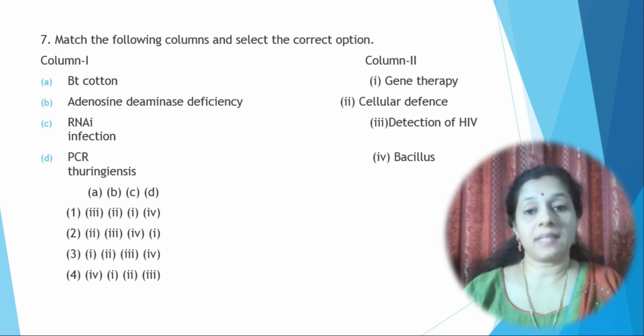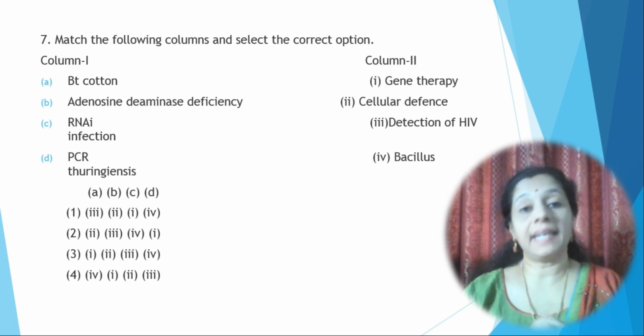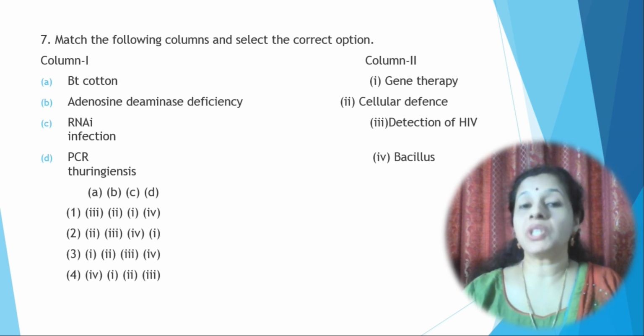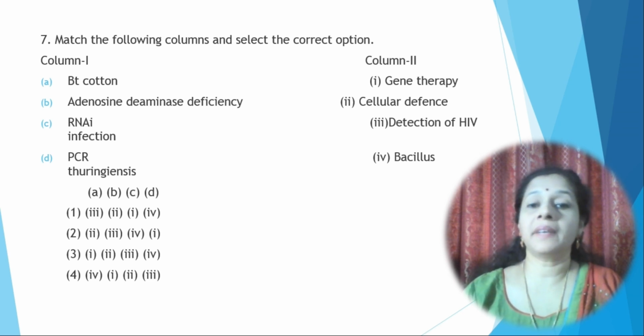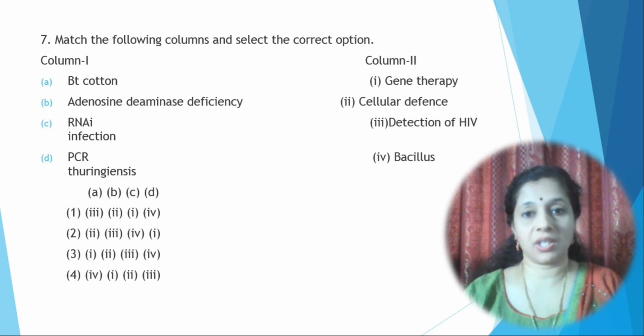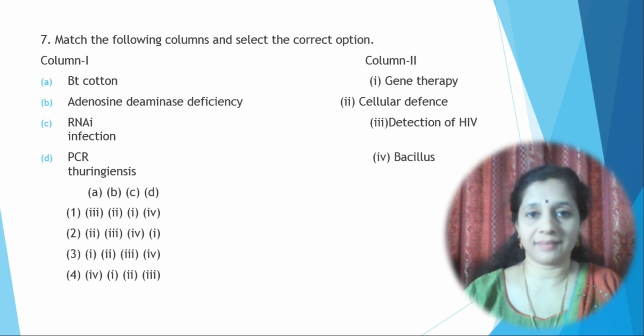This is a match the following question. These questions require a lot of time. So you have to be as quick and correct in finding out the answers. So here Bt cotton, we know Bacillus thuringiensis. Adenosine deaminase deficiency, we correlate with the gene therapy. RNA interference is related to cellular defense. PCR is for detection of HIV infection at the early stage. So here option is 4, 1, 2, 3. So the correct answer is option 4.